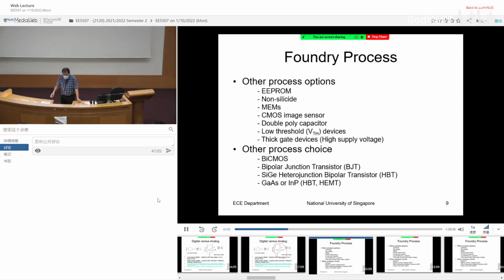CMOS image sensor. Before CMOS image sensors came along, when I first started out, I think the popular image device was called CCD, charge coupled devices. Nowadays, the high-end image sensors still use CCD because it can produce very low noise images. But most of the cell phones nowadays are using CMOS image sensors. The quality is not good.